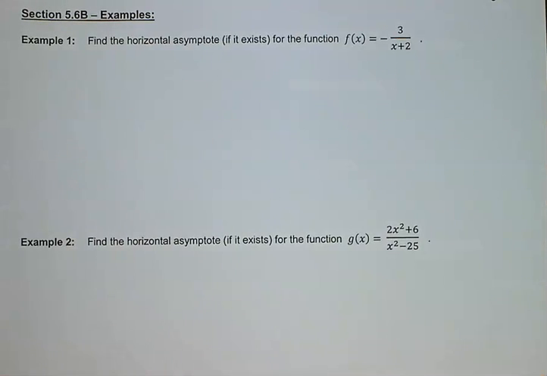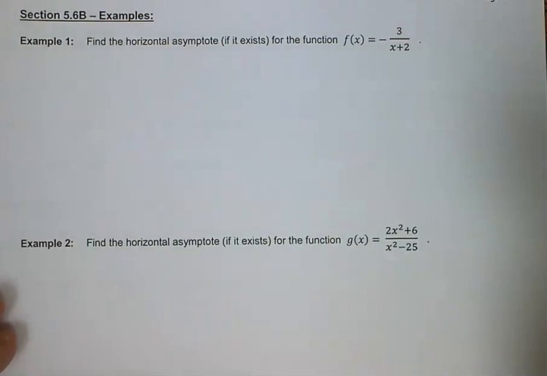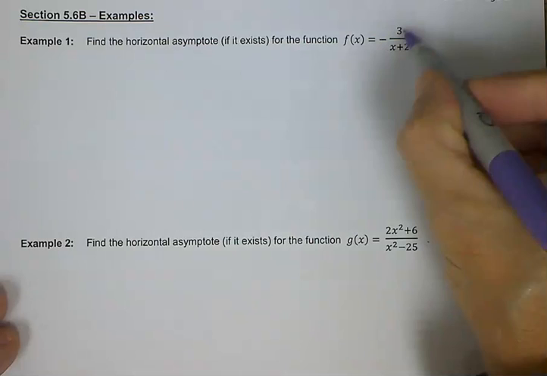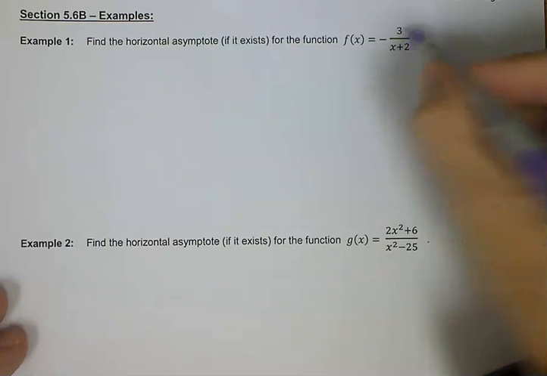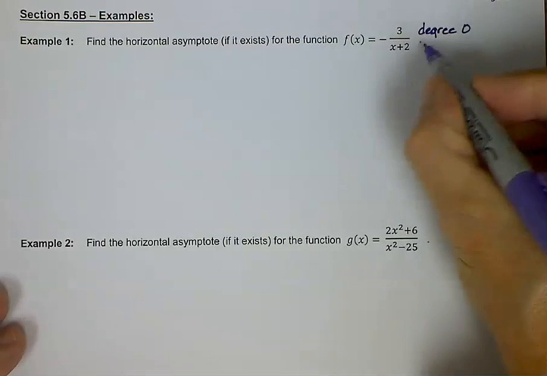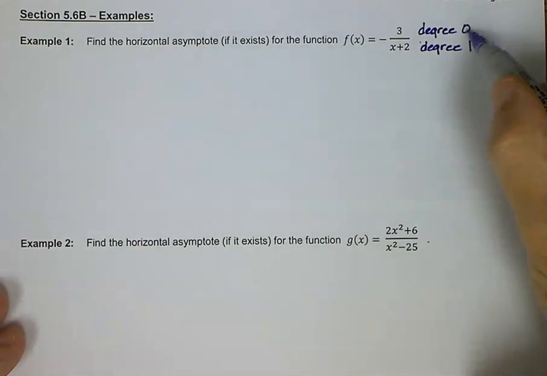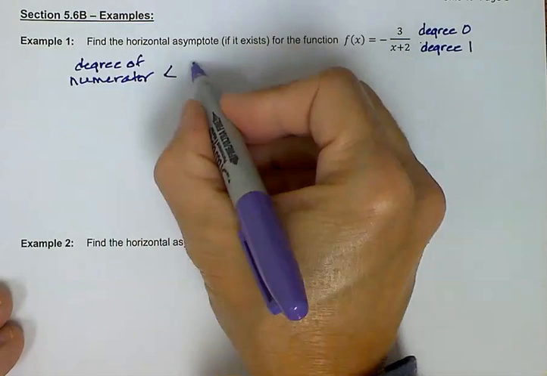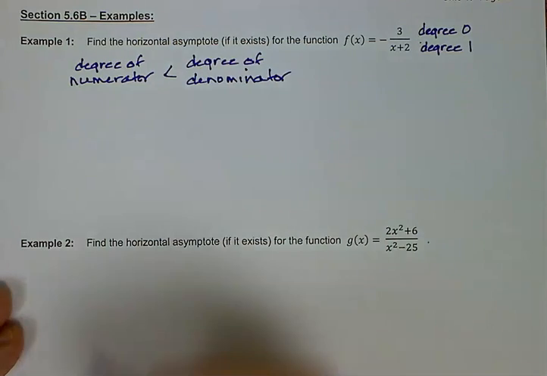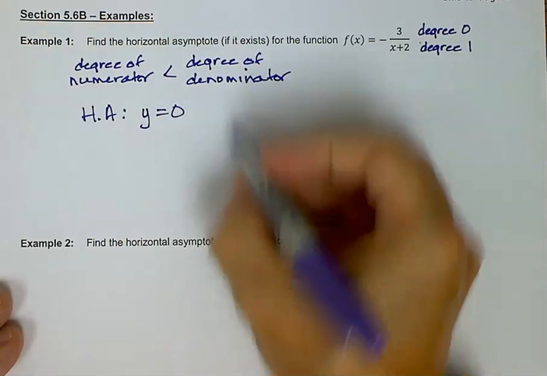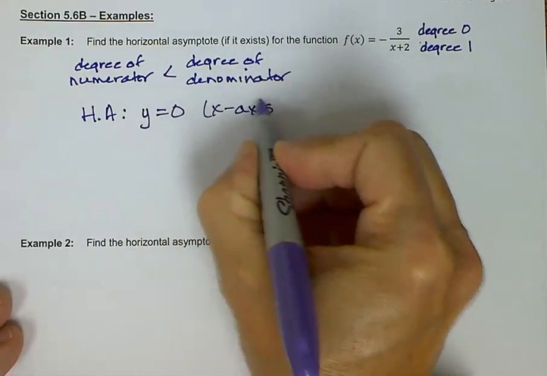Let's look at some examples of finding horizontal asymptotes. Remember, for these, we're looking at the degree of the numerator and the degree of the denominator. In this one, our numerator is a constant. That means it has degree 0. The denominator has degree 1, since our highest power of x is x to the first. Now we're comparing these two degrees. The degree for the numerator is actually less than the degree of the denominator. That automatically means that our horizontal asymptote is the line y equals 0. This is the same as the x-axis.